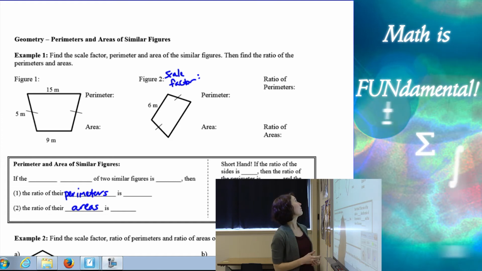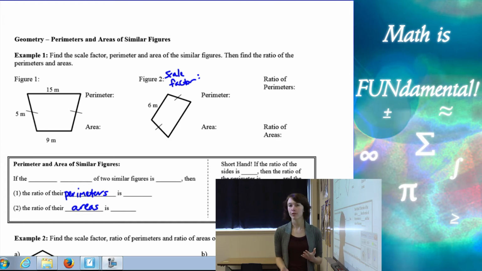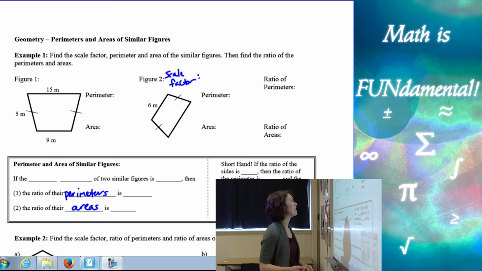Today we're going to be talking about perimeters and areas of similar figures. So let's start off with an example. We have two figures here and we're going to assume that they are similar figures, and we're going to find the perimeter and area of each and then look at how they compare to each other. So let's look at the first figure here.